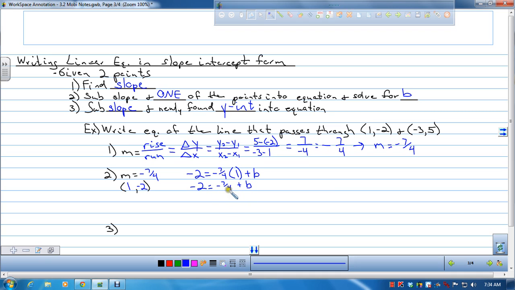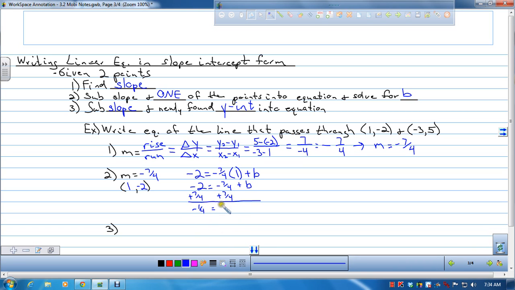Therefore, to move it to the other side or to get rid of it over here, I just add it, right? So add 7/4. Add 7/4. If you're uncomfortable with the fractions, just type in your calculator -2 plus 7/4. Okay, that's what they're for. It should give you -1/4.